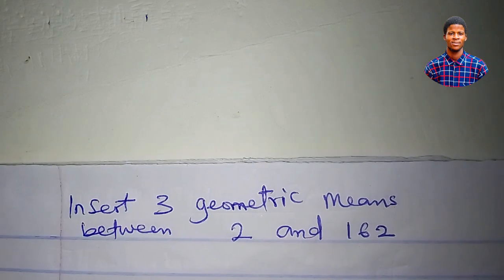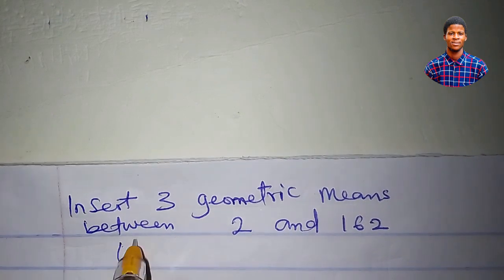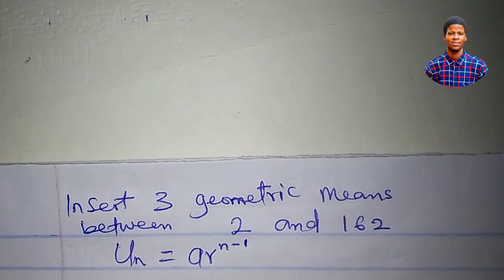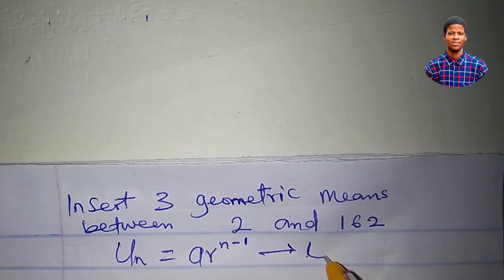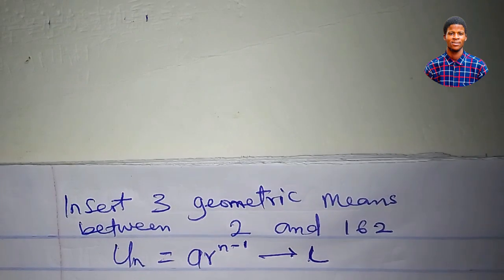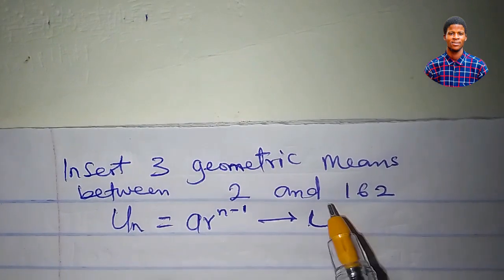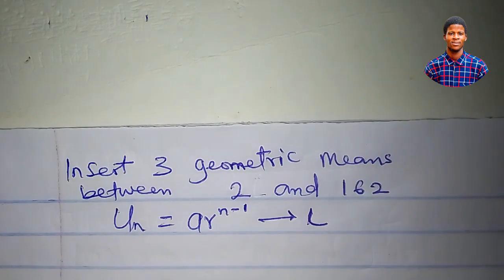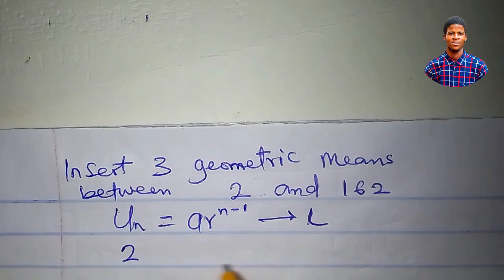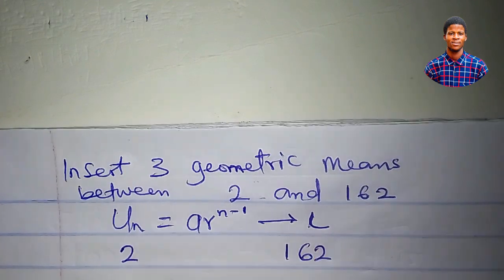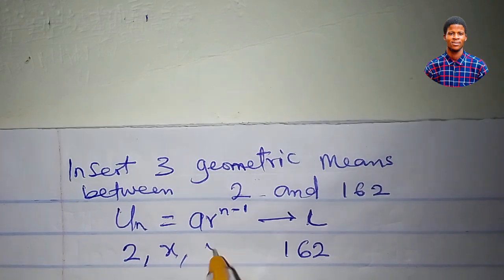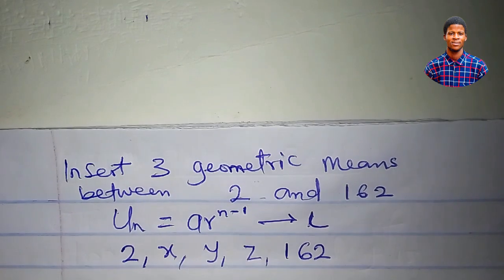Remember the nth term formula for a GP that says u sub n is equal to a r to the power of n minus 1. And we said that this formula also works for the last term of a GP. Here, I want to insert 3 numbers between 2 and 162. That is, in between 2 and 162, I need 3 numbers. So let the numbers be x, y, and z.